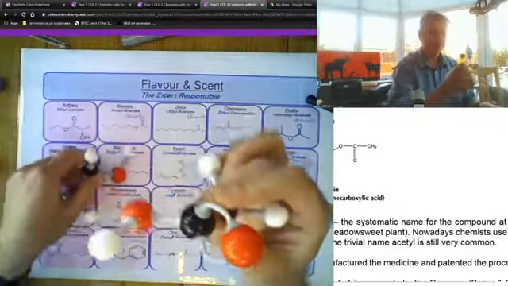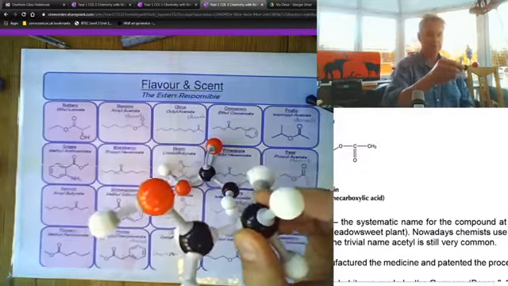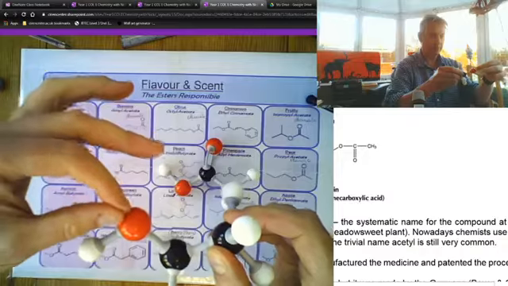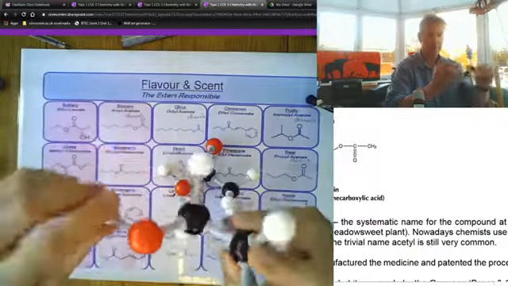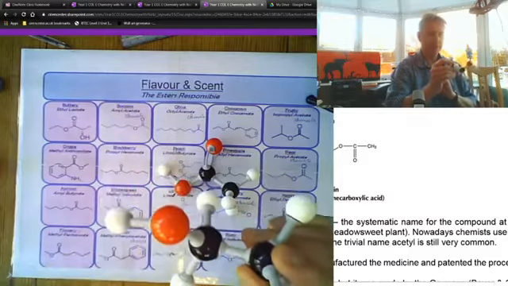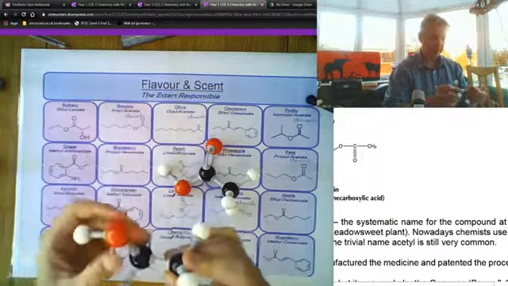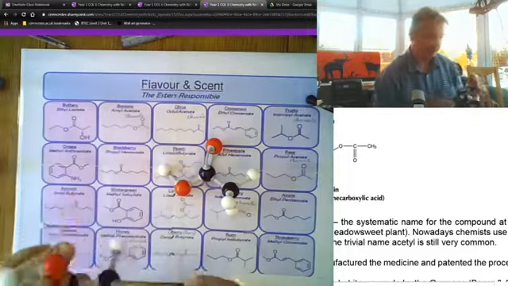So let's think about these molecules. Here's the alcohol, the ethanol. This oxygen here has got 2 lone pairs, hence the bent shape, the non-linear shape of this, just like in water. So it's got 2 lone pairs. That makes it a good nucleophile.